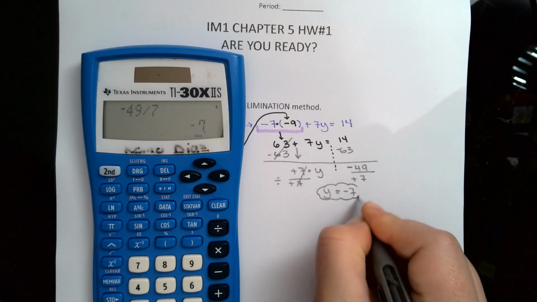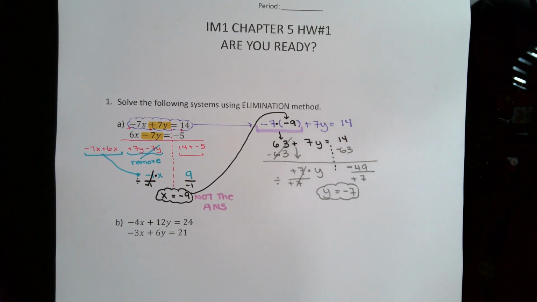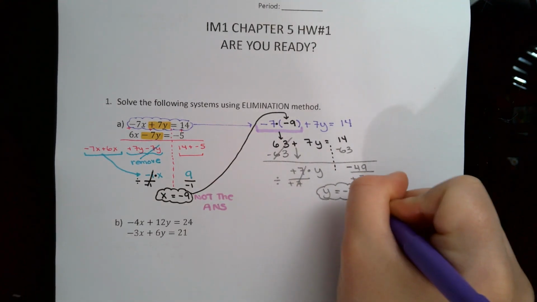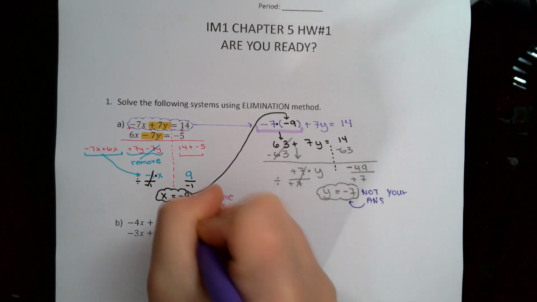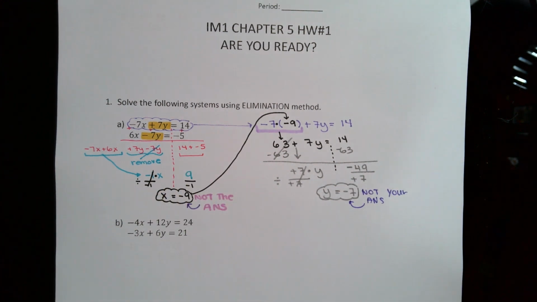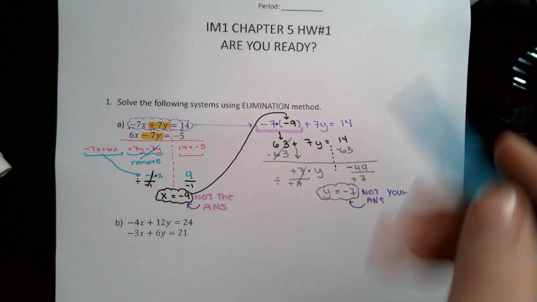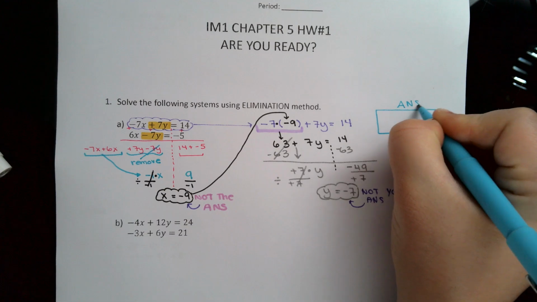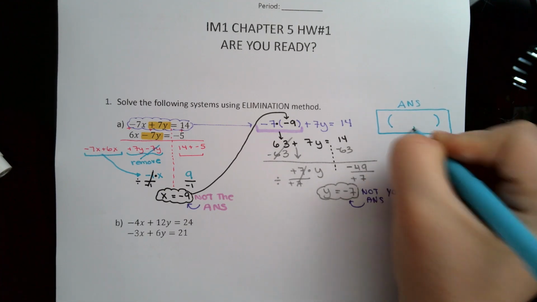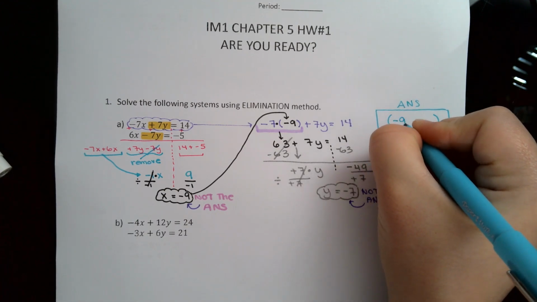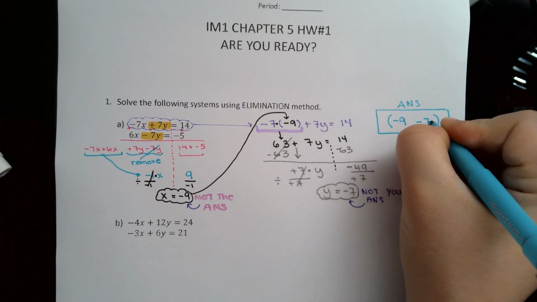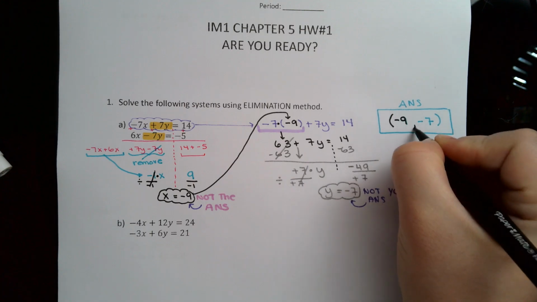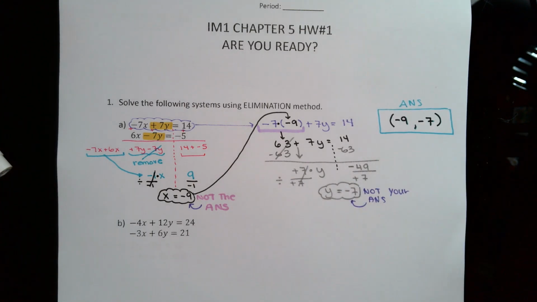Put that in a thinking bubble because remember, this is not the answer. So that's not the answer. That's not the other. So what is the answer? The answer is going to be the combination of both. To write the answer, I'm going to create a little answer box here. We're going to open up with parentheses, close the parentheses. Our x was a negative 9. Our y was a negative 7. So our answer is going to be open negative 9, comma, negative 7, close it.